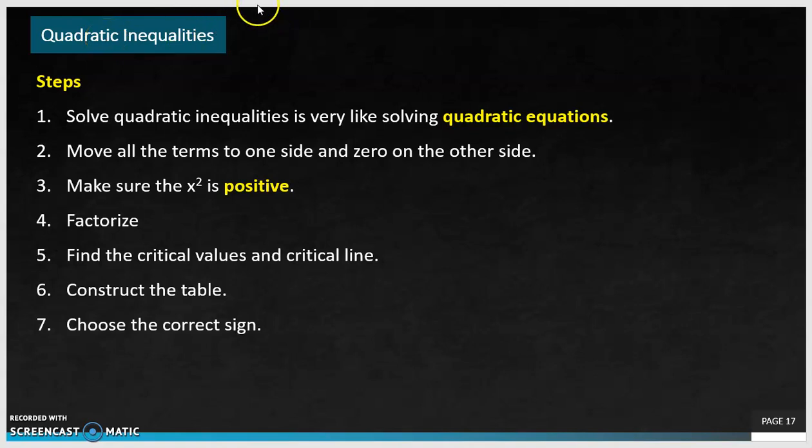In this video, we will look at quadratic inequalities. There are several steps that we need to know. Step 1. Solving quadratic inequalities is very like solving quadratic equations.